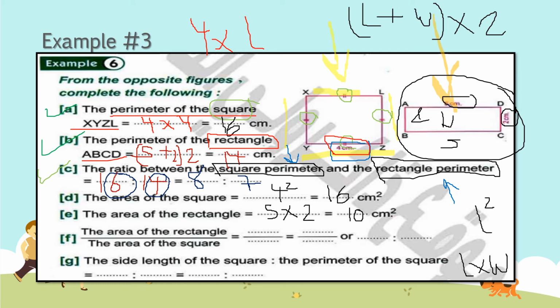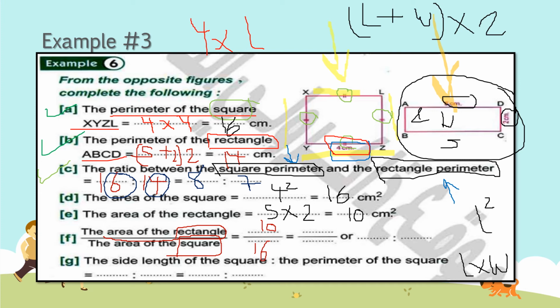Now we need the area of the rectangle, which is here the antecedent, over the area of the square, which is here the consequent. The area of the rectangle, as you can see, is 10. So we're going to write here at the top 10. And the area of the square, which is here 16. So we're going to write here 16.